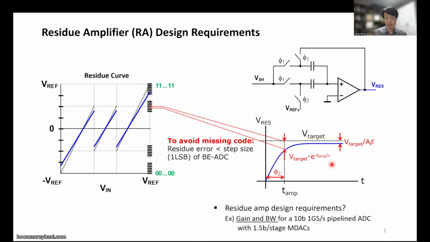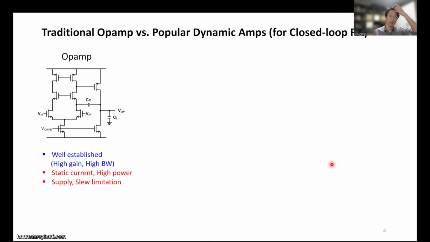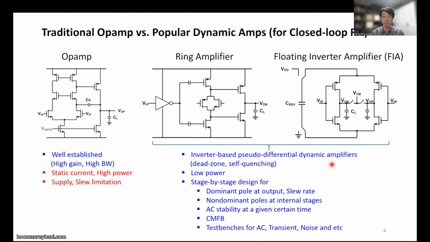For amplifier design, traditionally we utilized the operational amplifier. It is a well-established structure with lots of topologies, but the problem is the steady current based operation. For high performance, we need to burn lots of power, and because of constant bias current and the Miller capacitor, we are likely to be limited by slew. But these days, dynamic amplifiers are popular for their low power advantage.